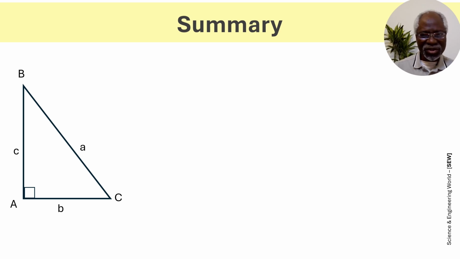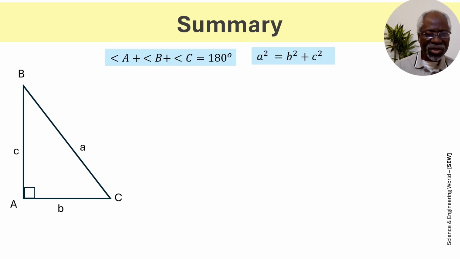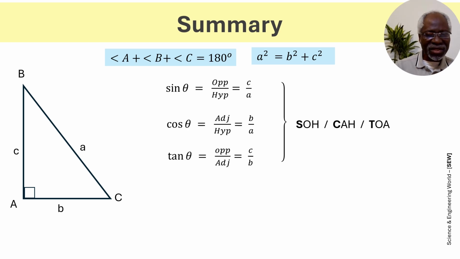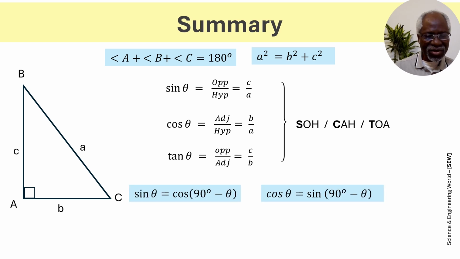In summary, we have demonstrated the relationships between the lines and the angles of a right angle triangle by using these expressions, and at the same time we looked at relationships between angles and lines with these expressions. And then we also looked at the relationships between the angles themselves, where we have sine and cosine, and then tan and the ratio of sine and cosine.